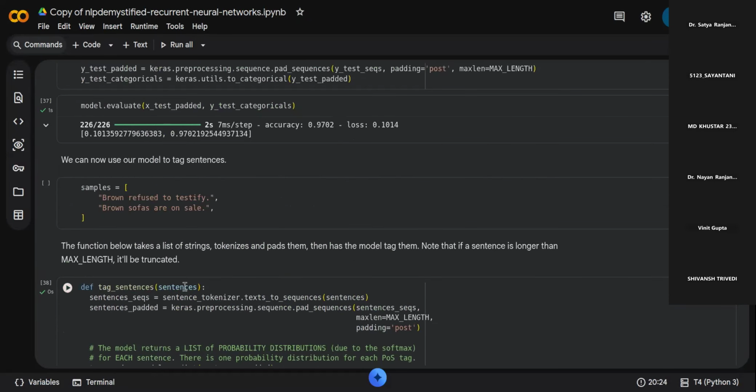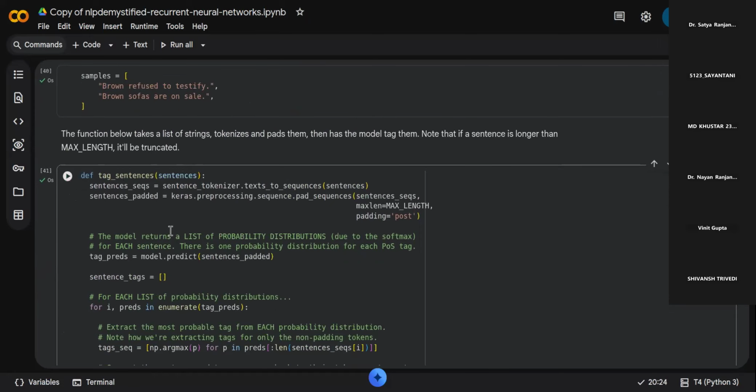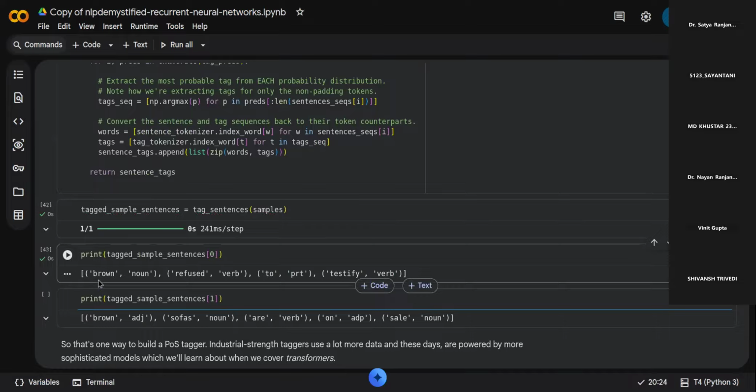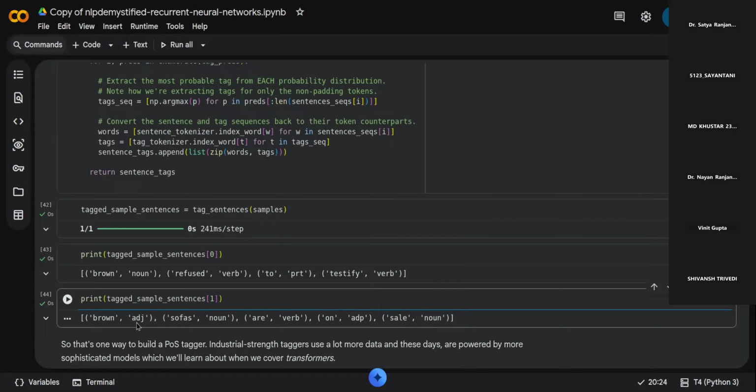Oh, this one I have not run. Okay, now you see, now this is done. Now let's print the output. If you print the output, first one, now brown is noun. If it is second one, now here brown is adjective. Brown is noun, refused is verb, to is preposition, PRT, testify is verb. Here brown sofa are on sale. So here brown is adjective, correctly classified. Sofa is noun, are is verb, on is adverb, and sale is noun. So on is adjective. What is on? ADP, adverb or something. Okay. So now correctly it is classified.